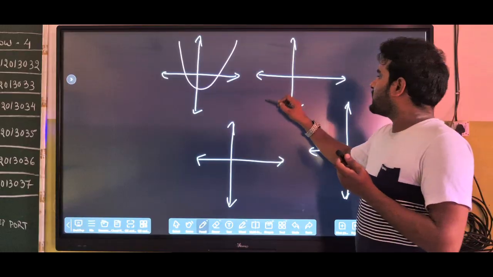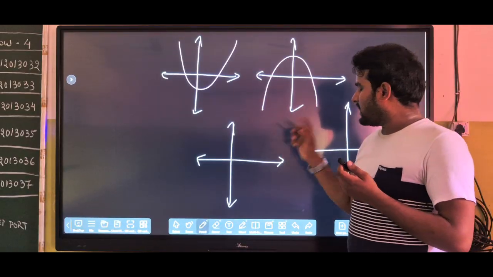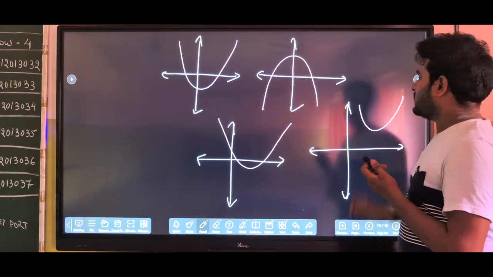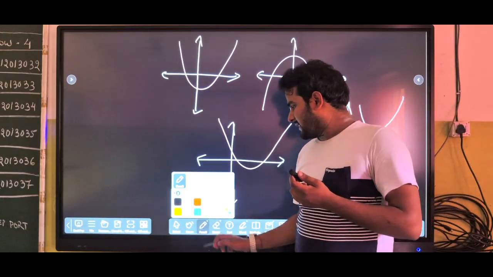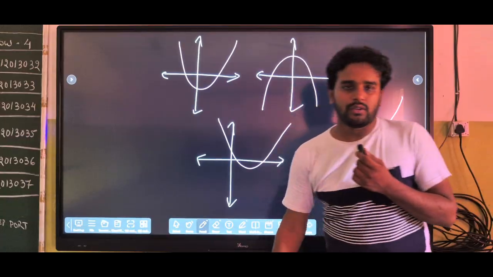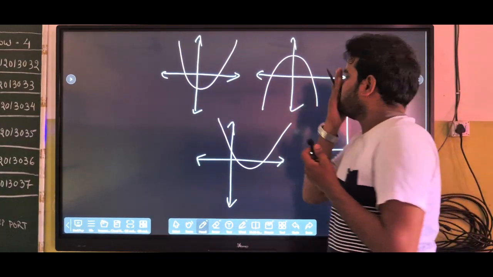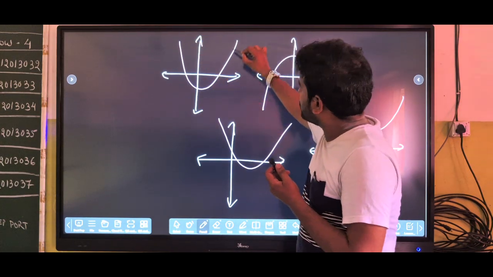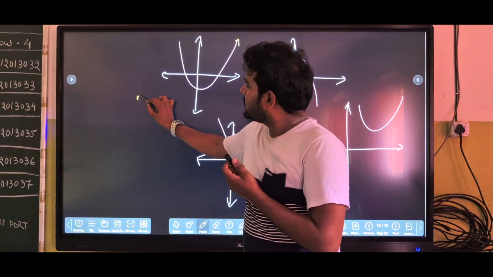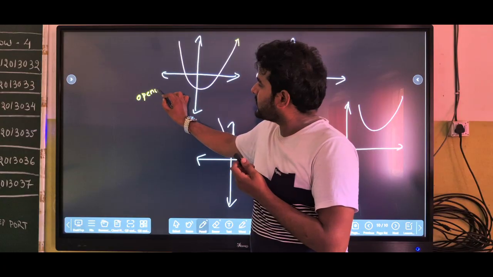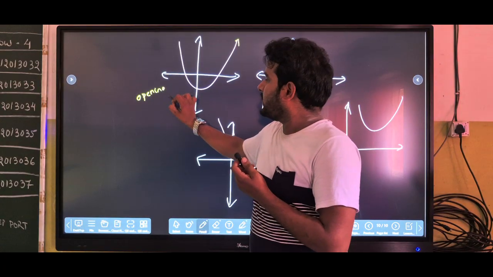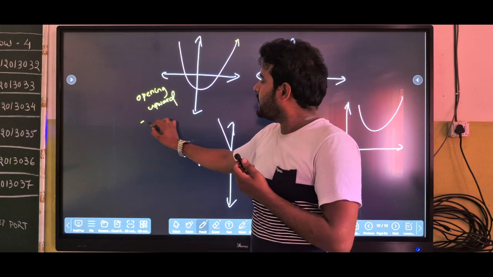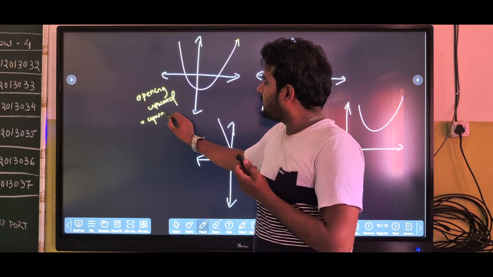Here is one type of parabola. Here is another type of parabola. Here is another type of parabola. Here is another type of parabola. So you can see different types are drawn on the Cartesian coordinate system. In the first part, it is just opening upward. It is extended infinitely. Opening upward. So it is upward parabola.